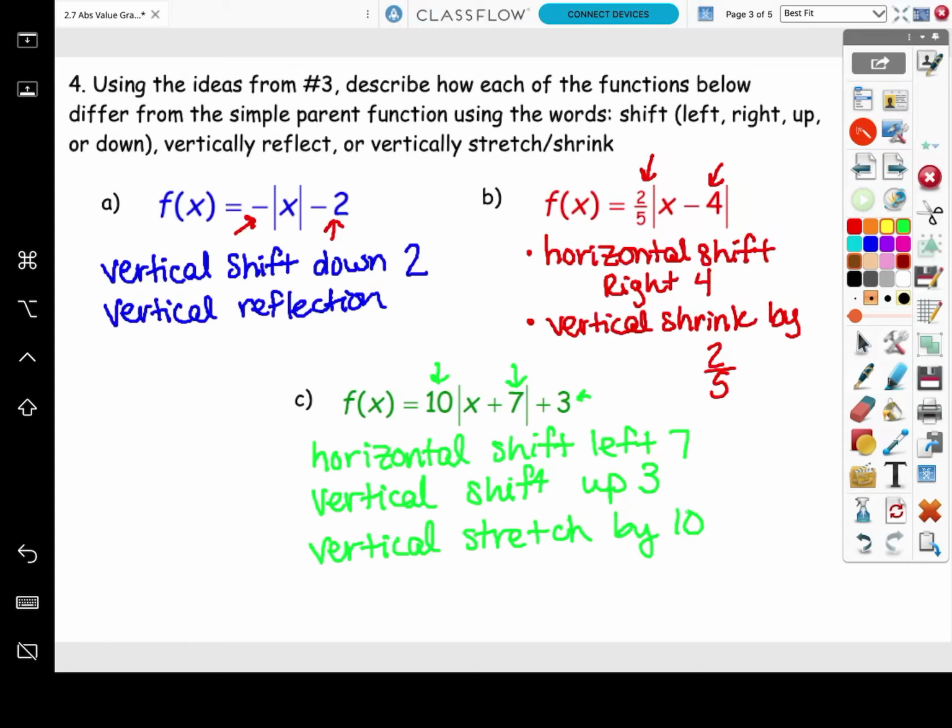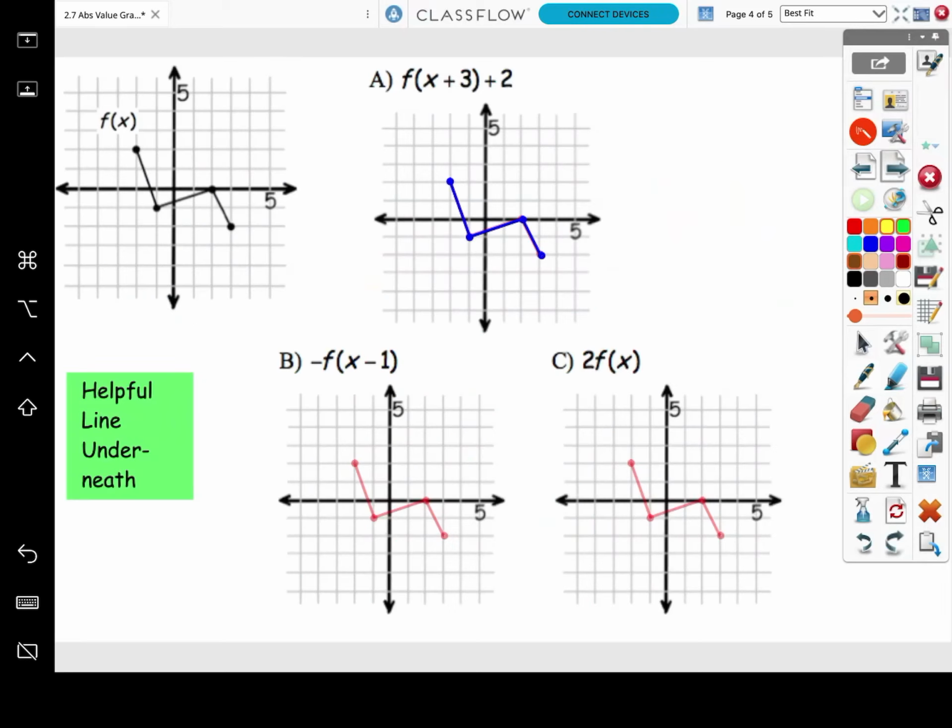All right, no graphing necessary, but if you wanted to use a graphing calculator or Desmos, you could totally check those out. Okay, now using just any old function, here we have f of x defined to be this sort of zigzaggy looking thing, and we want to just do some reflections and transformations on it.